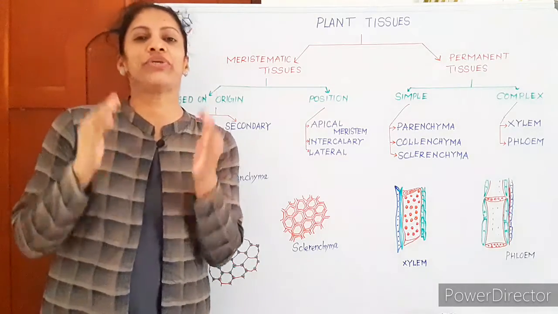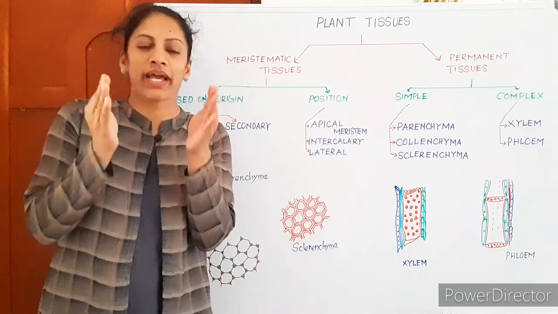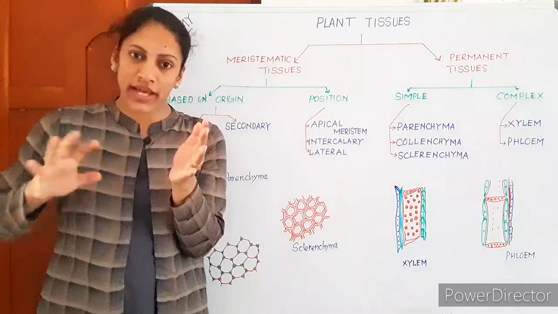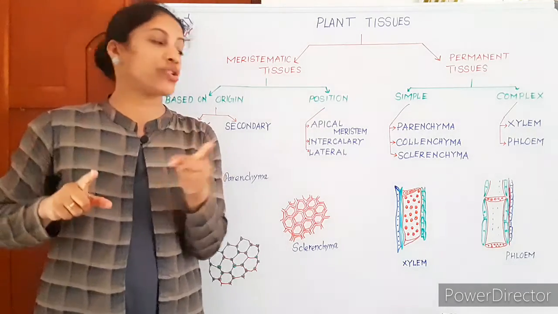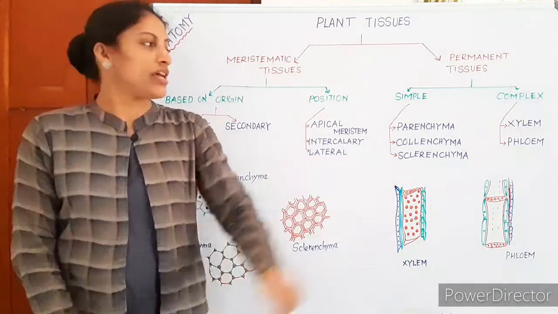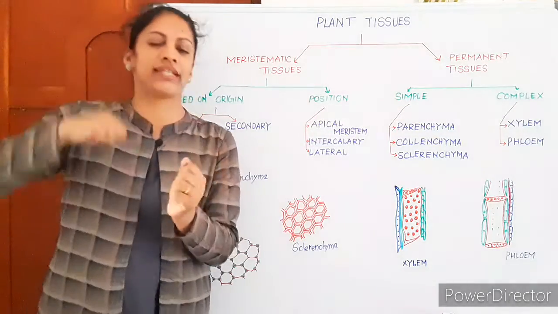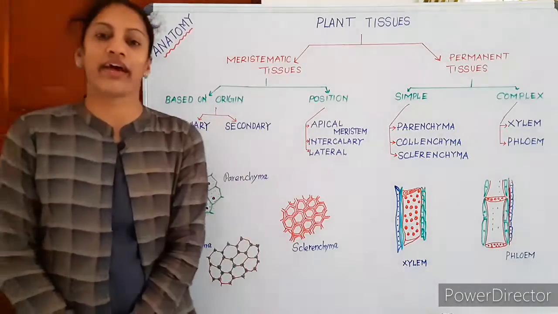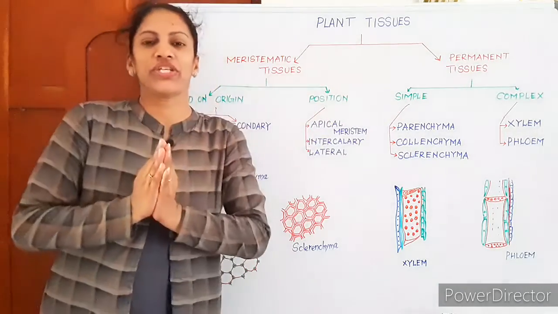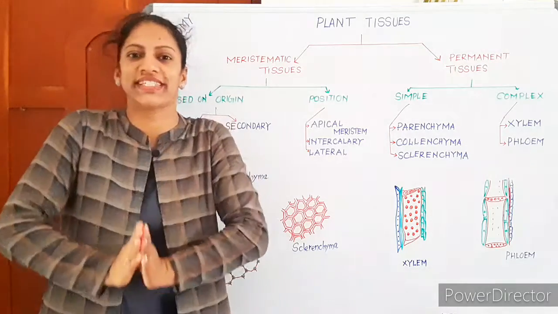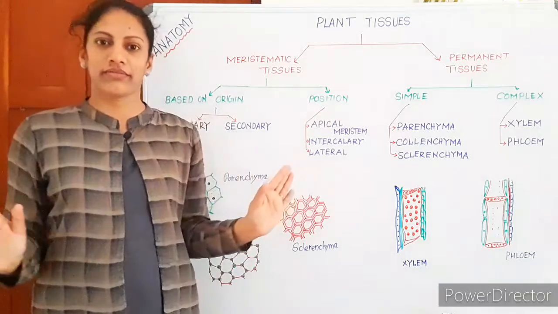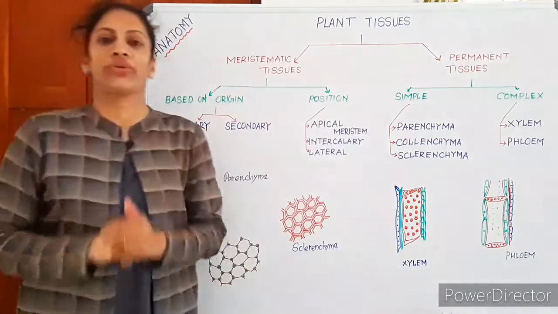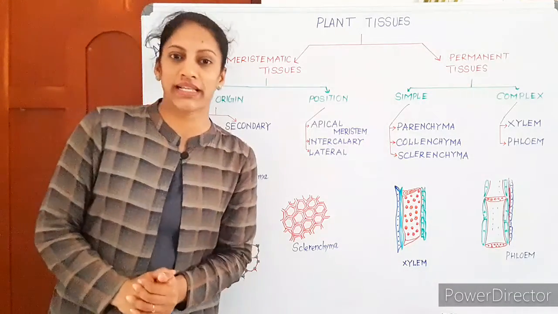A simple tissue is formed only of one type of cells. If the tissue is exclusively made up of similar type of cells, then it is known as simple tissue. Whereas if the tissue has different types of cells in it, it is known as complex tissue. From the figure you can get the idea. Simple tissue is made up of homogeneous cells, all similar, with no variety of cells, whereas complex tissue is composed of many types of cells.